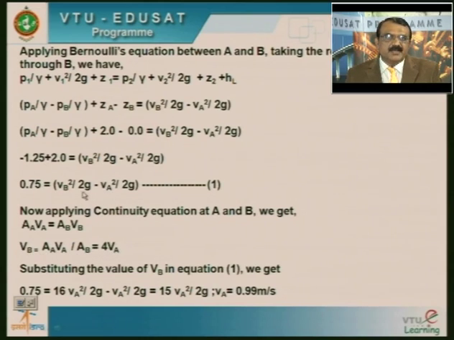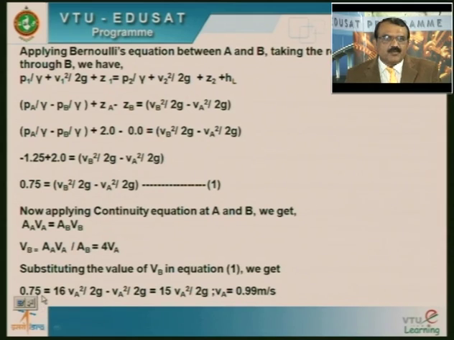Once you get this, substitute the value VB is equal to 4 VA in this equation. If you look at equation number 1, you have two variables, one is VB, the other one is VA. Now express this VB in terms of VA. Therefore, there is only one variable, and if there is only one variable, this equation can be easily solved. If you put these values in equation 1, you are going to get VA is equal to 0.99 meter per second.